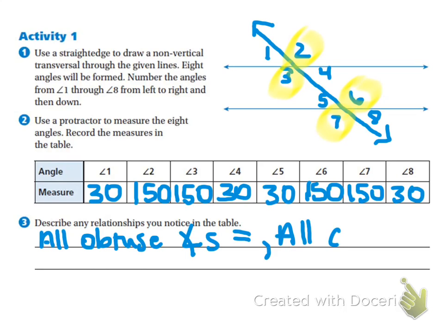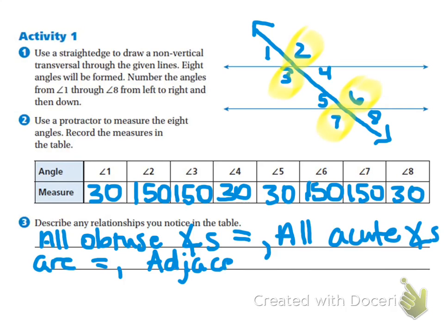All acute angles are equal. What about adjacent angles? Adjacent angles means that they would be next to each other. So they would be adjacent angles that equal 180 degrees together.